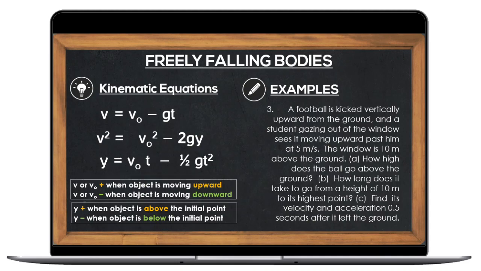So, simply yung position ng ating student, that is 10 meters above the ground. How high does the ball go above the ground? So, ibig sabihin, yung maximum height na maaabot niya. How long does it take to go from a height of 10 meters to its highest point, and find its velocity and acceleration 0.5 seconds after it left the ground?